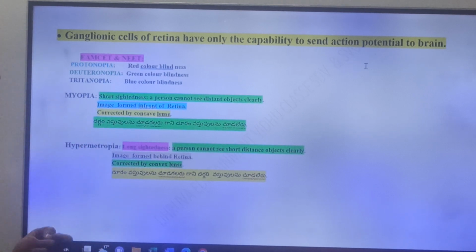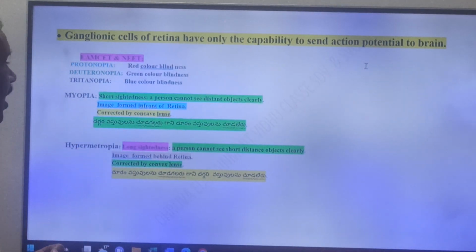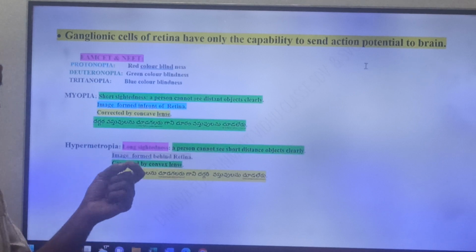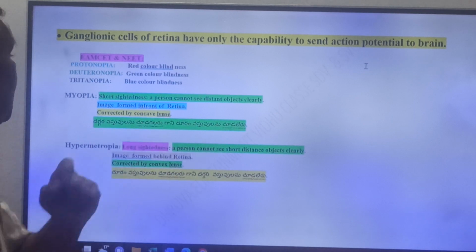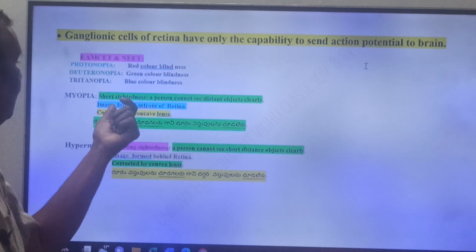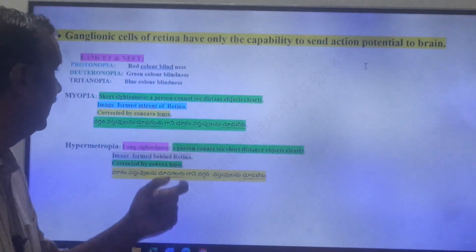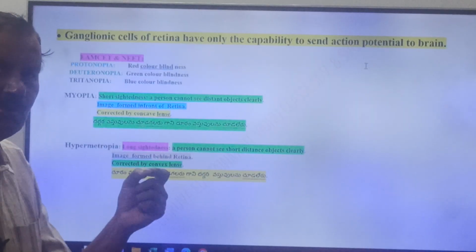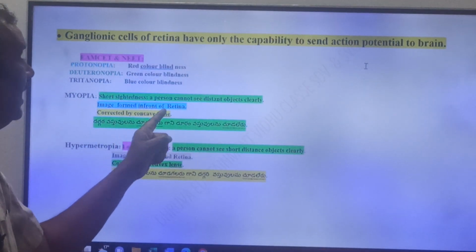Now come to one more important phrase, myopia. Myopia means what, friends? Short sightedness. So in this, a person cannot see distant objects clearly. They can see the nearer objects, friends, but they can't see the distant objects. See, what is myopia? It is also called as short sightedness. A person cannot see distant objects clearly. Image formed in front of retina.